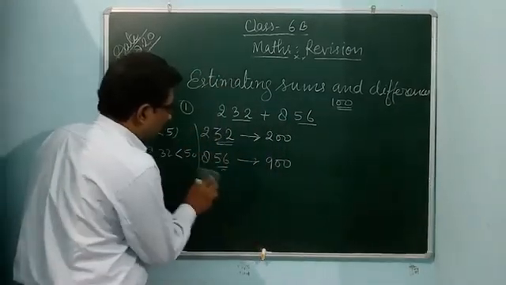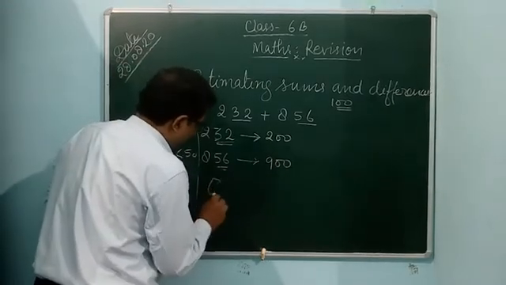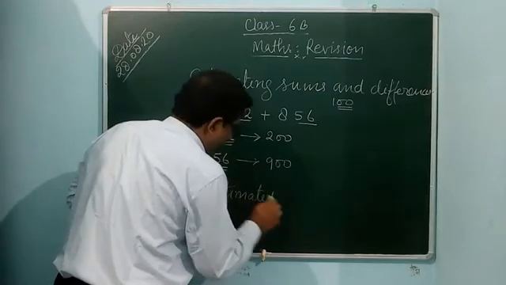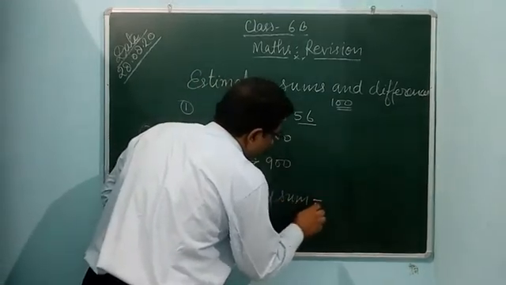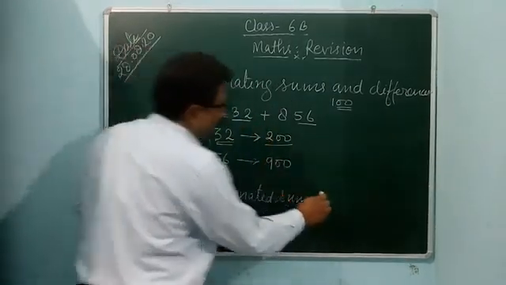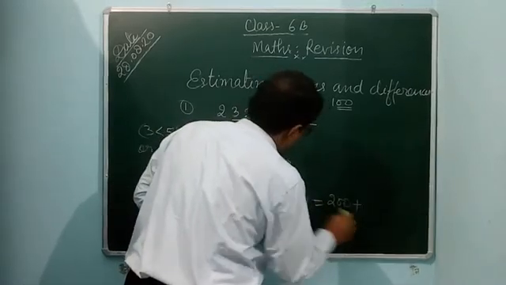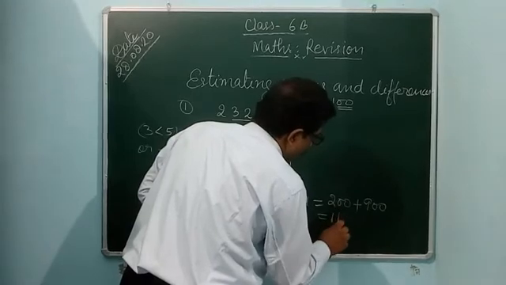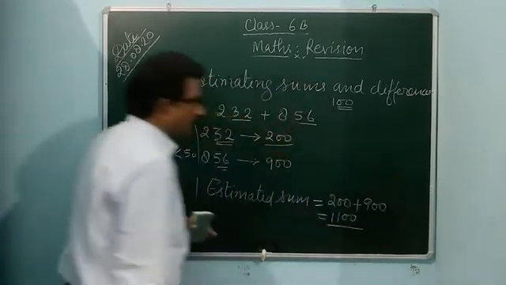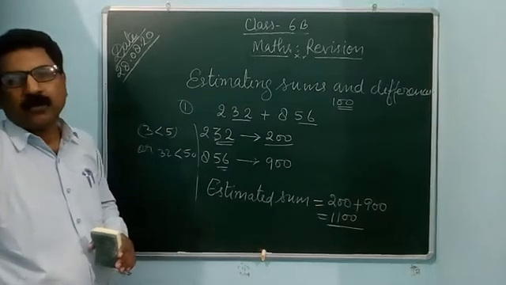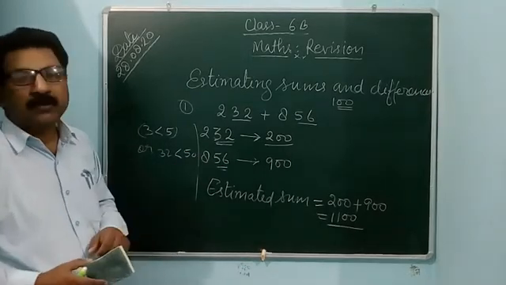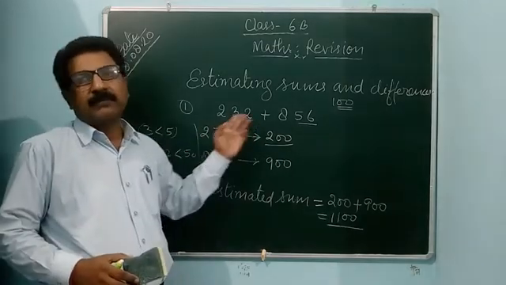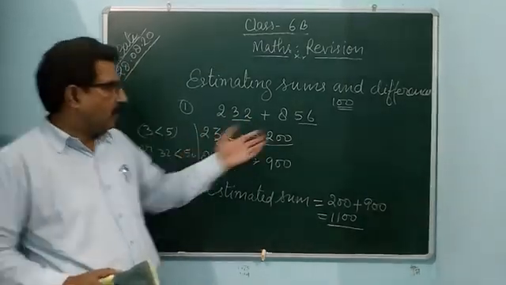So the estimated sum is equal to 200 plus 900 is equal to 1100. So in this way you can estimate. If a 3-digit number is given, you take only 2 digits, ones and tens place. I will take round off of 100.